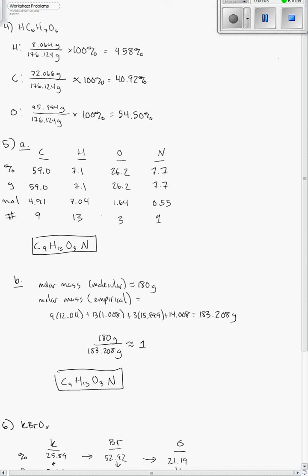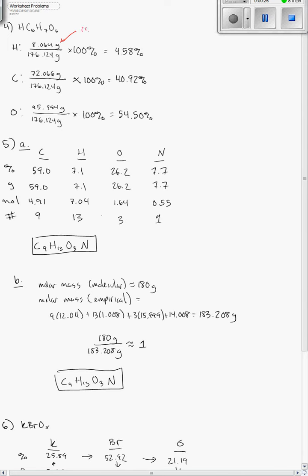Okay, so now let's have a look at these worksheet problems here. In problem number 4, you're asked to find the percent by mass of each element in this compound, HC6H7O6. So really this is just a matter of determining the individual masses of each element, so you can do that by multiplying the molar mass of each element by the number of atoms of each element.